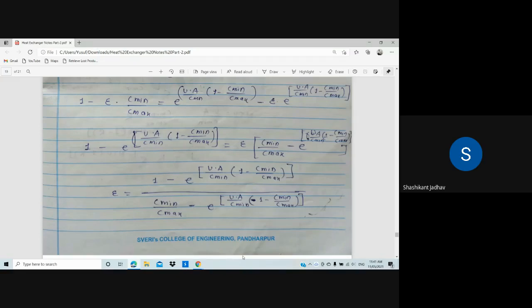Okay, and by simplification we get the value for the effectiveness, that is epsilon is equal to 1 minus e raised to U into A divided by C minimum into bracket 1 minus C minimum upon C max, divided by C minimum upon C maximum minus e raised to U into A divided by C minimum into bracket 1 minus C minimum upon C maximum. Okay, so all of you write down these three equations, do the simplification by yourself and write down the equation for the effectiveness. In 2 minutes we have to complete these three equations.